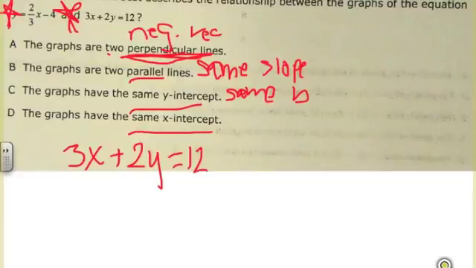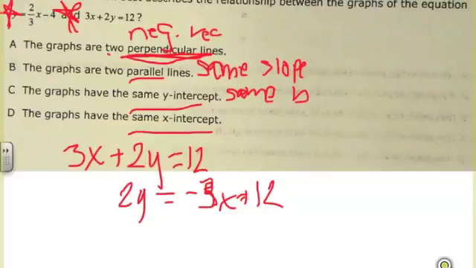Yeah, if I have the equation 2y equals negative 3x plus 12, and I want to solve the equation for y, what do I do? Right? Divide by 2. Good. So y equals negative 3 halves x plus 6.